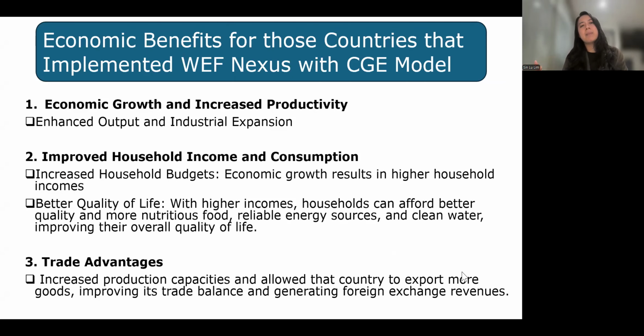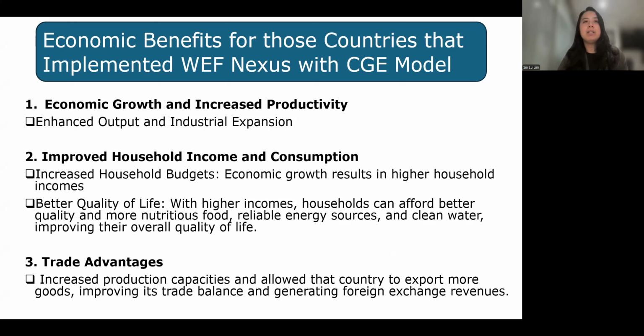There are a lot of economic benefits of implementing the WEF Nexus with the CGE model. So we can increase our productivity, enhance our output, and expand our industrial product. So it will eventually lead to our economy growing. And it will also improve our household income and consumption. With higher income, households can afford better quality and more nutritious food, and also energy resources and clean water, and lastly, it will improve their overall quality of life.